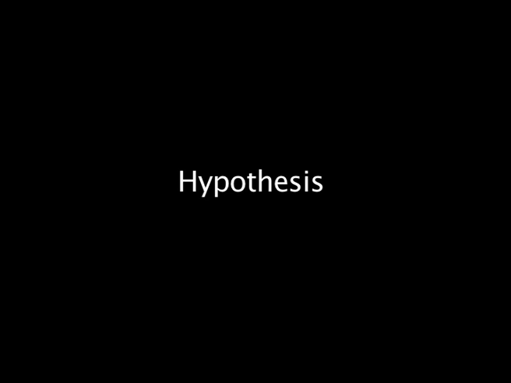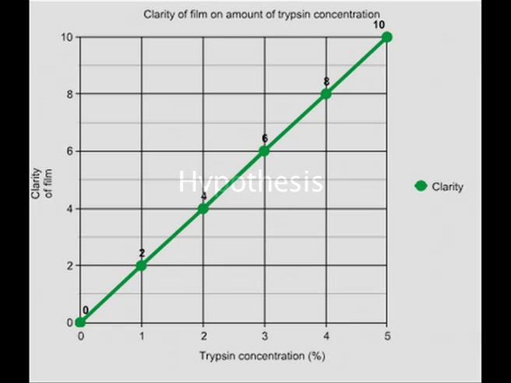The hypothesis of this lab is if there is originally a higher concentration of trypsin, then the film's clarity will be clearer because there will be more enzymes to assist in hydrolyzing gelatin into amino acids.